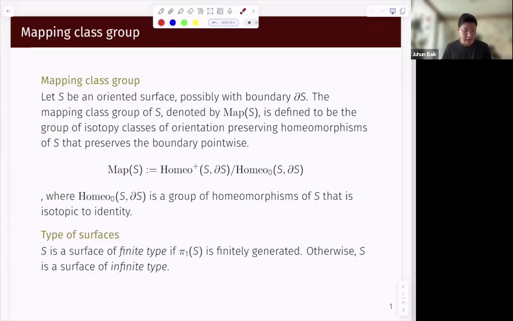Now there is a type of surface. If you have a surface which has only finitely many punctures and finitely many genus, then you say it is finite type, and that is equivalent to the fundamental group being finitely generated. Otherwise, if the fundamental group of the surface is not finitely generated, then it is called infinite type. Equivalently, if you have either infinitely many punctures or infinitely many genus or both, then that surface is called an infinite type surface.